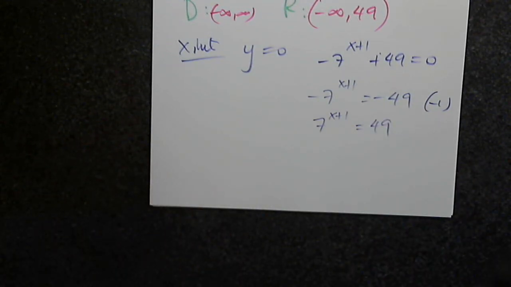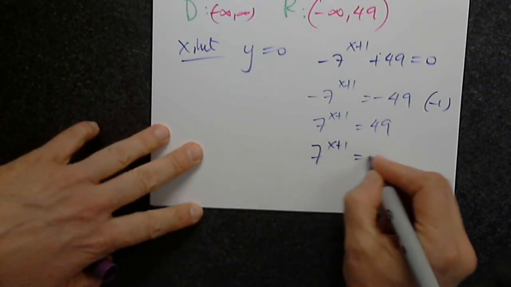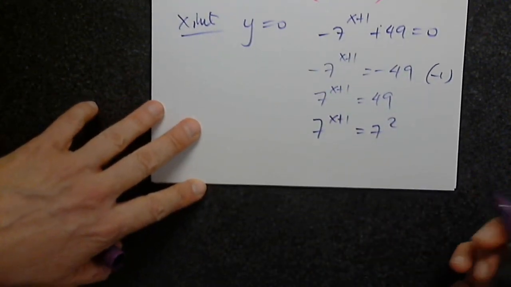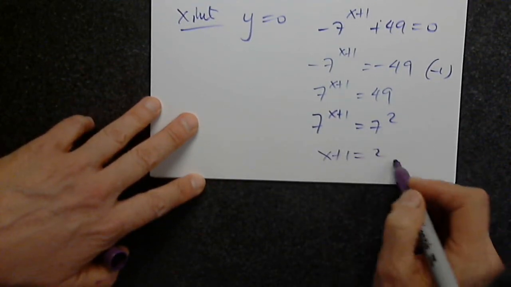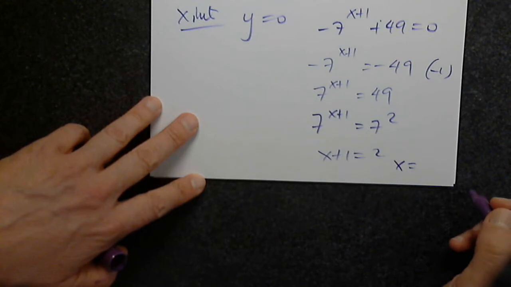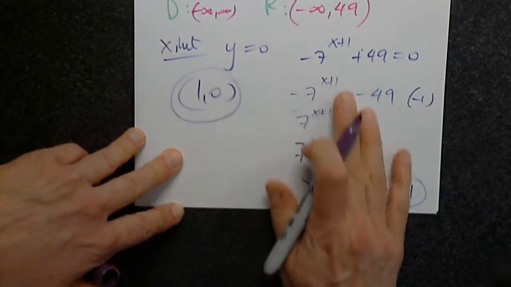Now I'm asking myself, what type of equation is it? And I notice something very important. You can set 49 to 7 squared. Exactly. 7 raised to x plus 1 equals 7 squared. So what must happen? X plus 1 equals 2, which means that x must equal 1. Indeed, (1, 0) is the x-intercept.